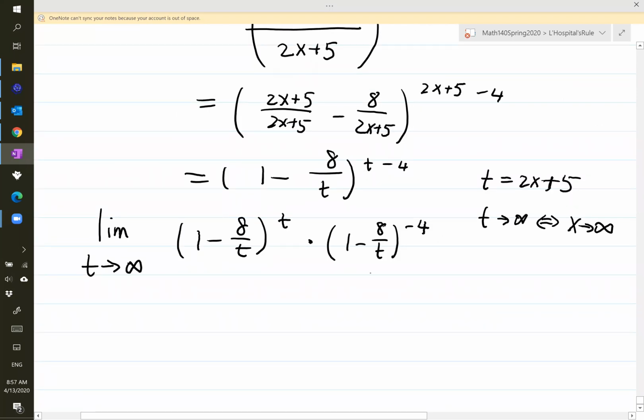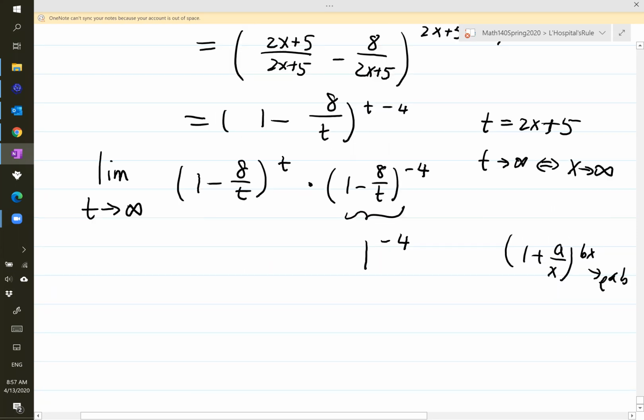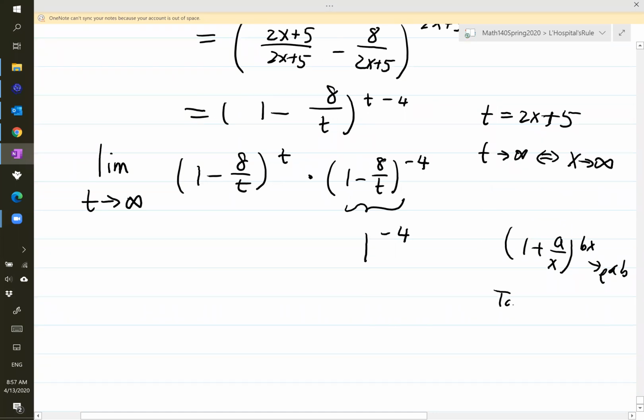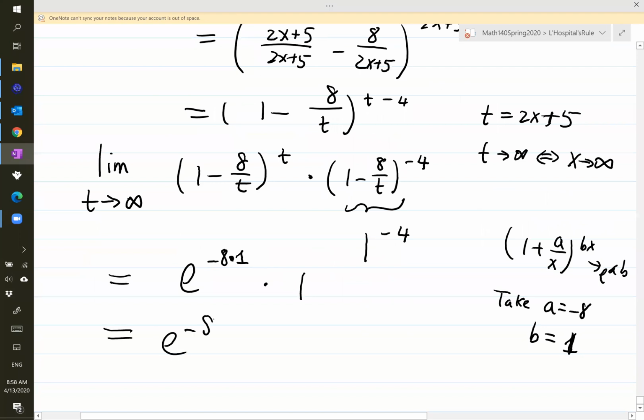So you see this thing approaches 1 to the power negative 4 times the limit. We apply the result that 1 plus a over x to the power bx approaches e to the ab. Take a to be negative 8, b to be 1, and x to be t. Then this is e to the negative 8 times 1, which is e to the negative 8. Then we are done for this problem.